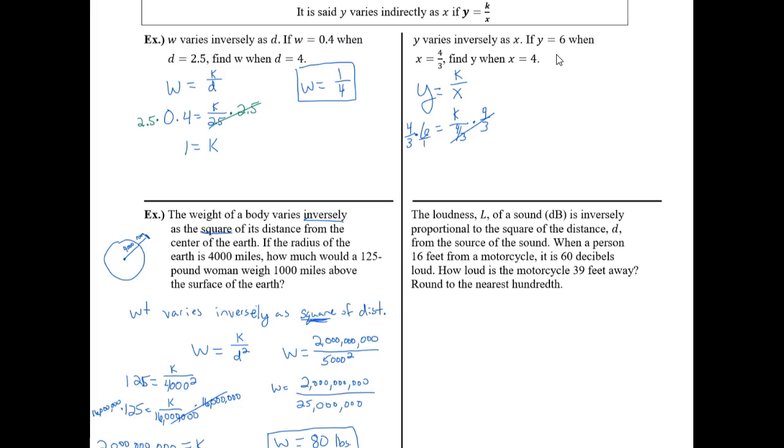I can simplify that fraction by dividing out a 3. And now I just have 4 times 2, which is 8, equals k. So you should get that variation constant of 8. Once we have that, we can find y when x is 4. So variation constant goes in the numerator, x goes in the denominator, and 8 divided by 4 is 2. So y would be 2 when x is 4. So as one is increasing in size, the other one is decreasing.